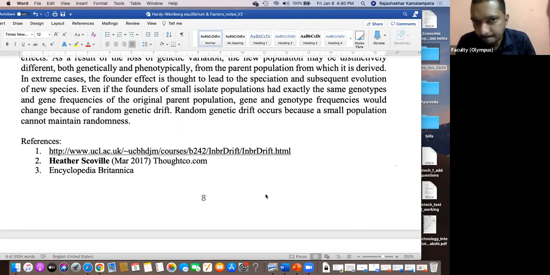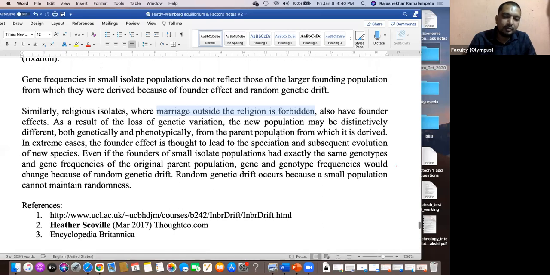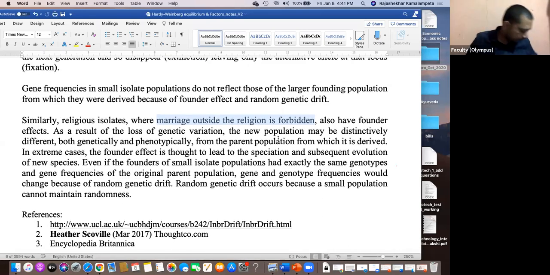In isolation, we also observe the founder's effect, right? Large populations will not have that effect, but small populations, those isolated in small numbers, would. So it is basically an overlapping theme. Isolation is not a separate individual concept. It overlaps with what we learned in genetic drift.